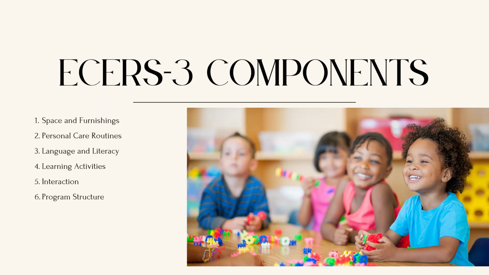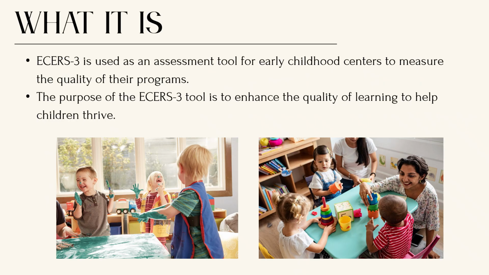The Early Childhood Environmental Rating Scale is composed of 6 different components. The first one is the environment, space, and furnishings. It also includes personal care routines, language and literacy, learning activities, interactions, and the overall program structure. I'd like to take a moment to explain what it is as well as how it is used.